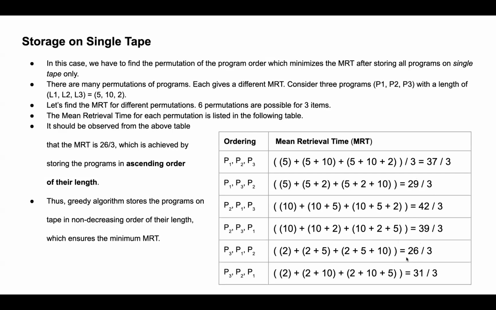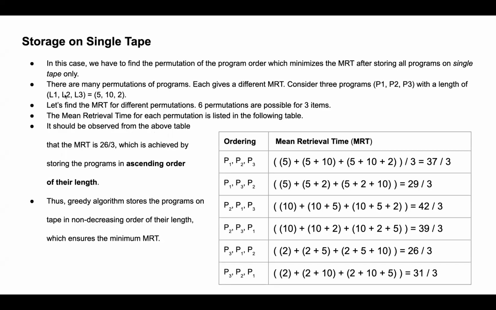3. Okay, this will be the smallest number, 26 by 3. It should be observed from the above table that the mean retrieval time is 26 by 3, which is achieved by storing the programs in ascending order of their length. Now we can see here the programs are in the ascending order of their length.